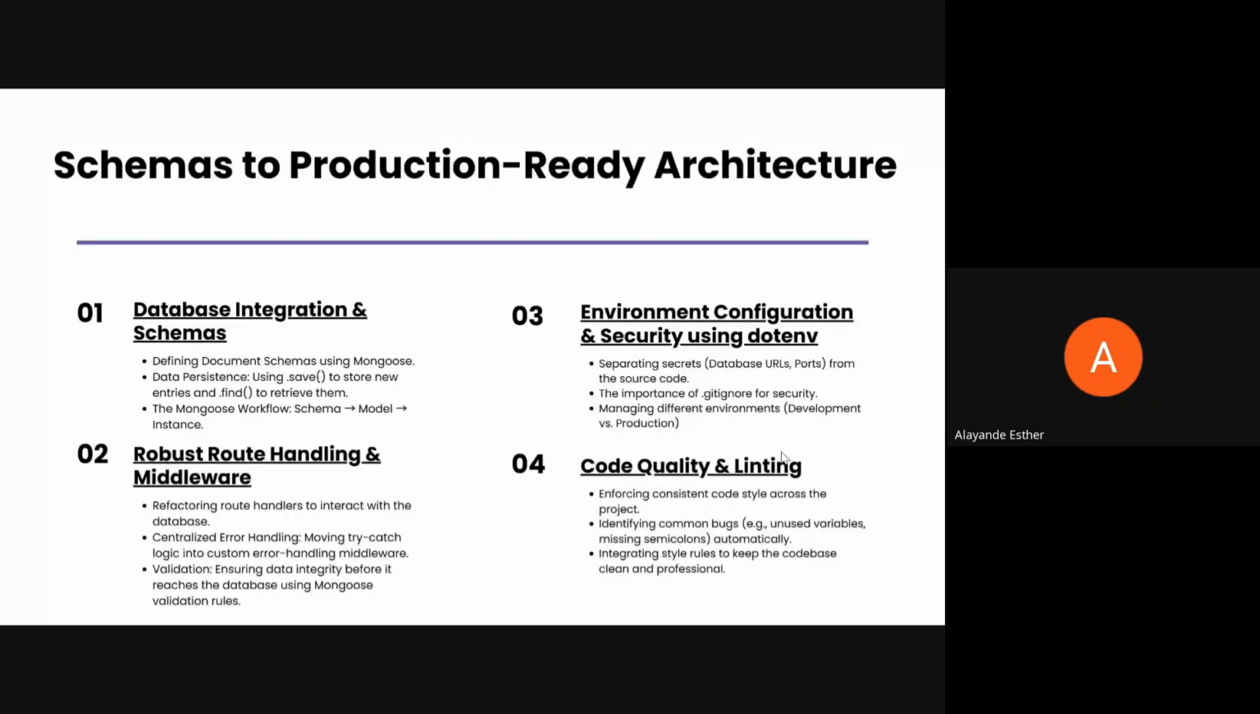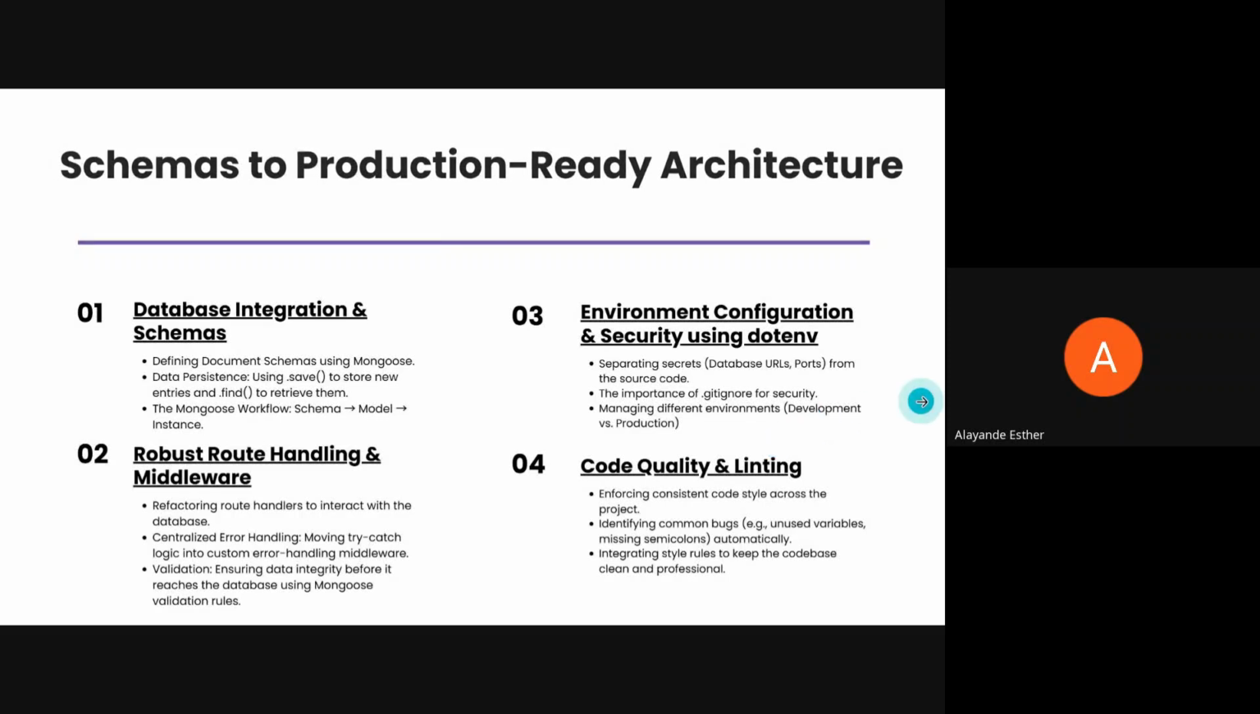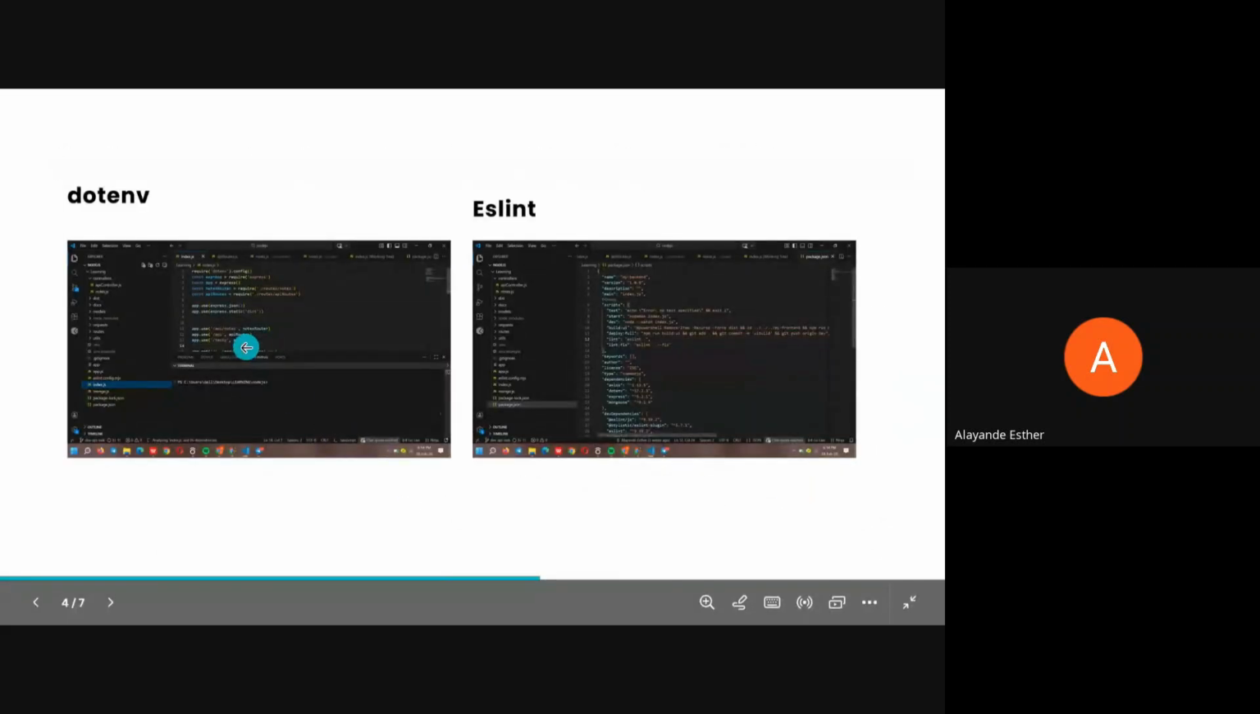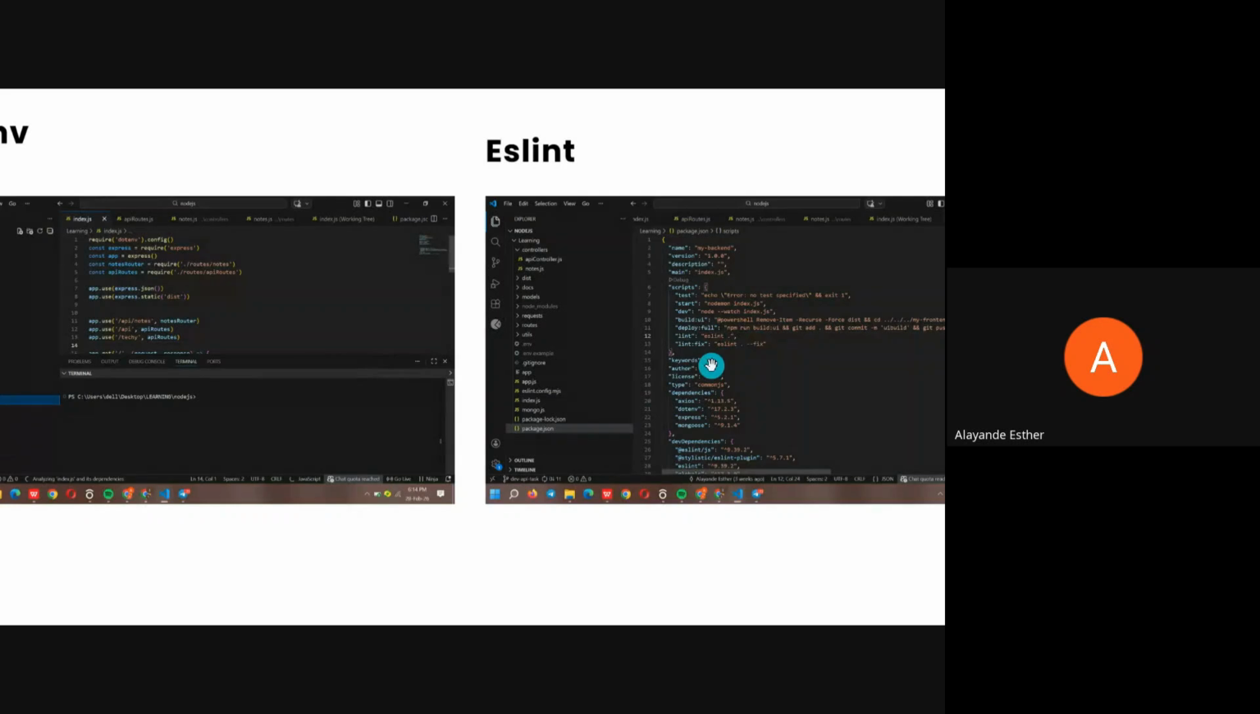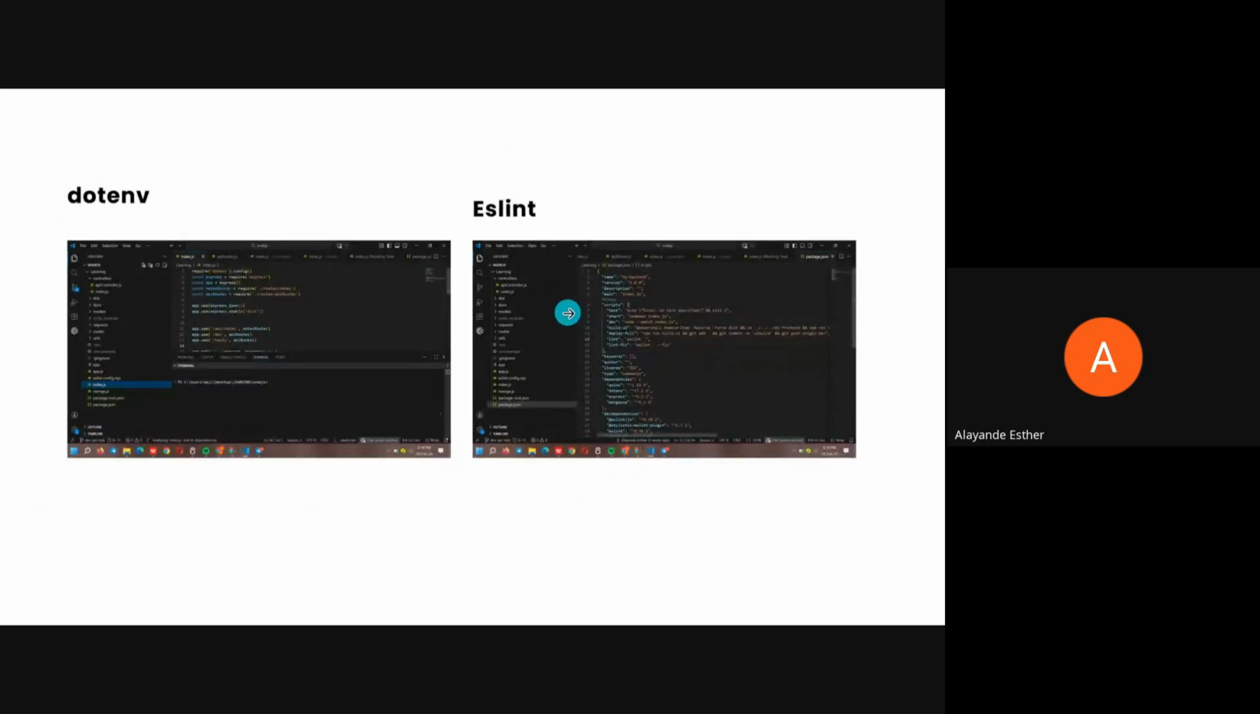I also learned about improving code quality and linting, which helps identify common bugs, let's say unused variables and missing semicolons. So it helps improve the code quality in order to identify bugs earlier. So this is using the .env for the environment variables, and also installing the linter for identifying bugs earlier and for code quality.